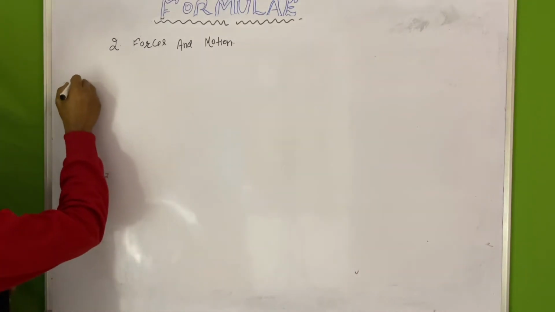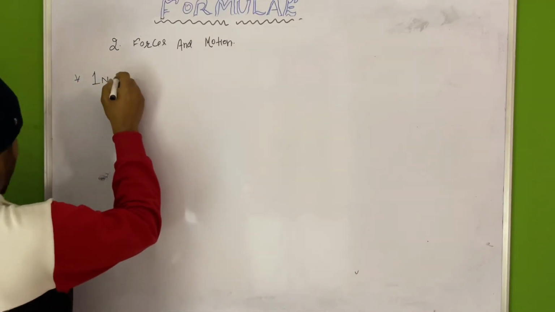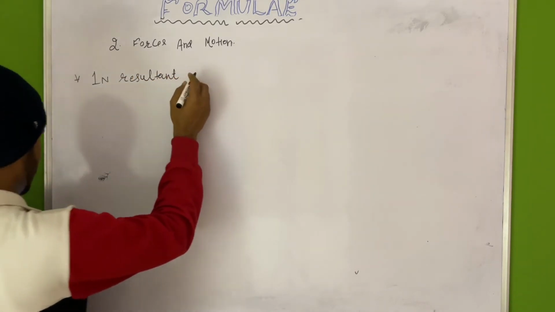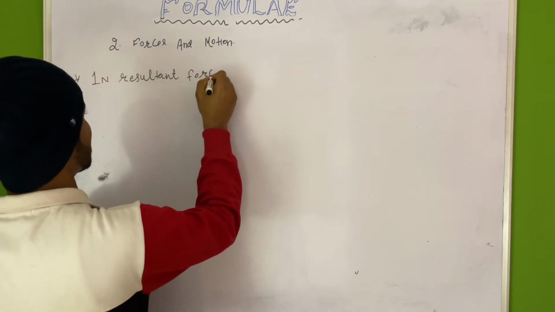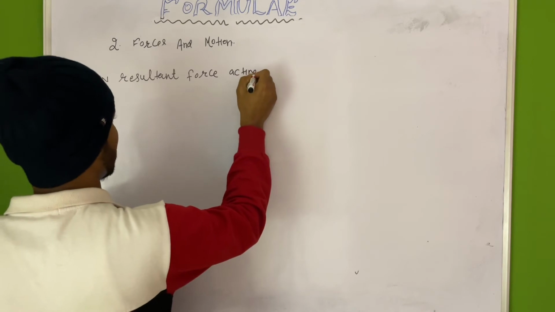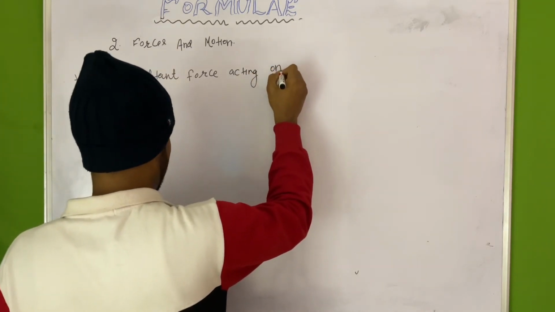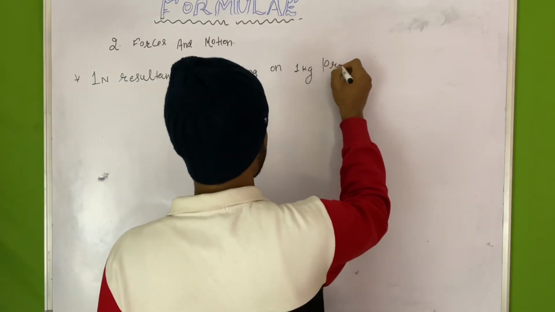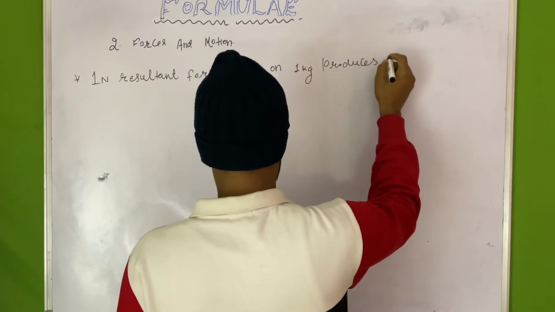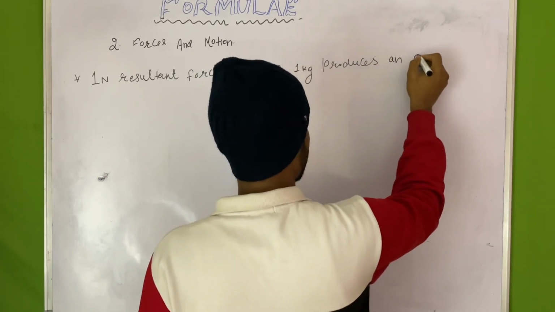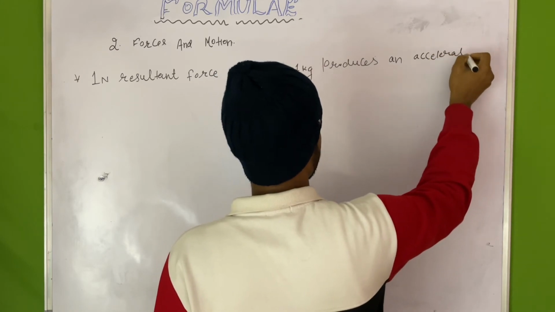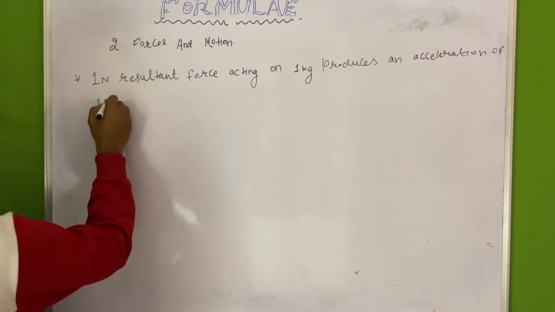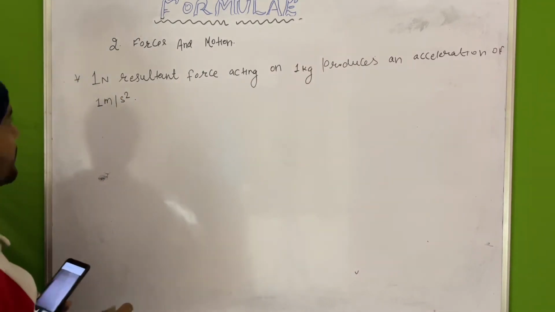Then we have one simple definition. 1 Newton is the resultant force acting on 1 kg that produces an acceleration of 1 meter per second square. This is 1 Newton force.